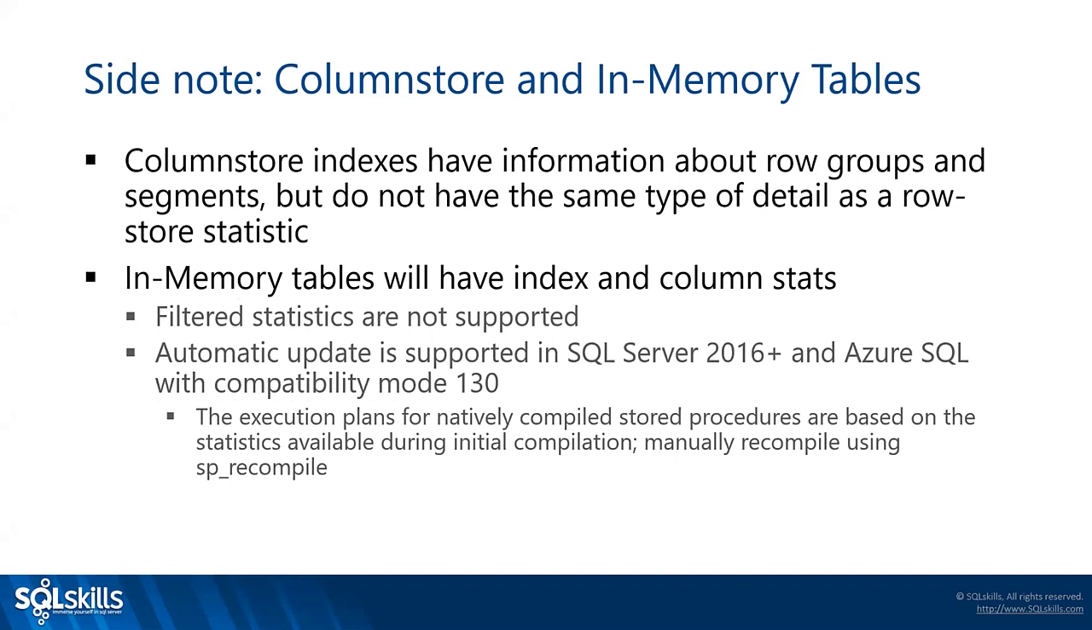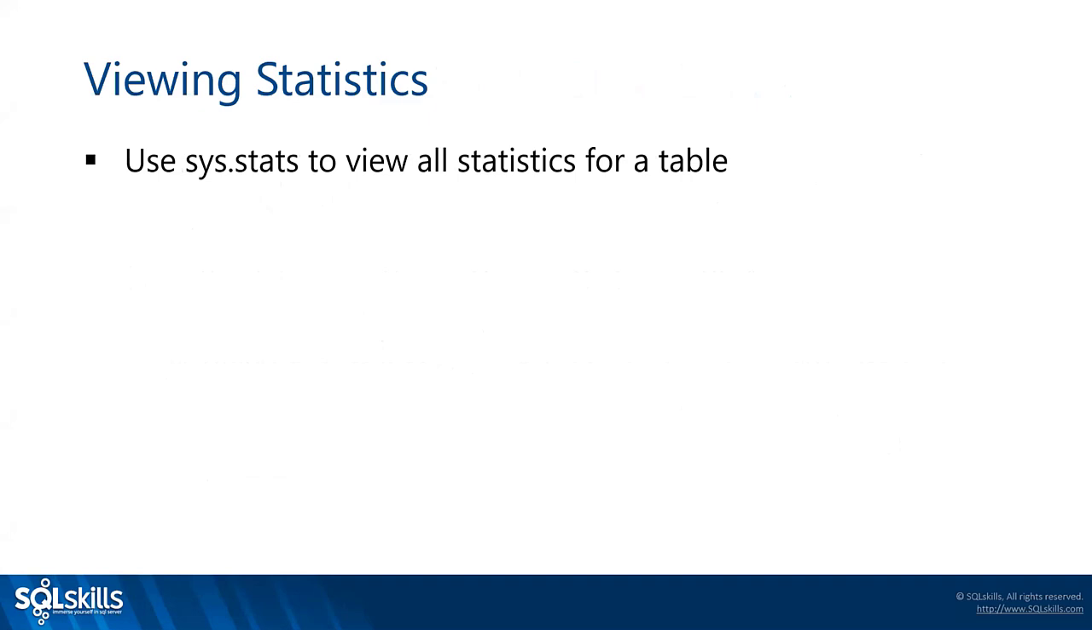I'm going to take a quick detour for one slide to mention Columnstore and in-memory tables. The statistics that exist for Columnstore are not the same thing that I'm going to talk about today. They have information about row groups and about the segments, but nothing like the density vector and the histogram that I'll refer to with rowstore. In-memory tables, which are not exactly rowstore either, but they do have index and column stats, although you cannot create a filtered statistic there. And there's a couple notes about that as well, but today's session is really focused around statistics we see for the rowstore tables.